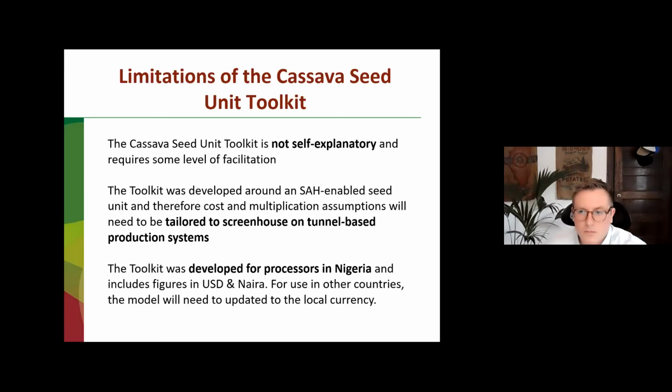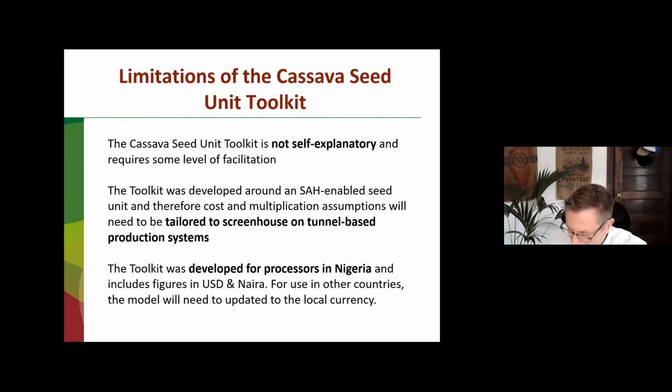Also, the toolkit requires some sort of tailoring to suit other screen house systems, for example, the tunnel-based production systems. And this is because the toolkit was originally designed around an SH-enabled seed unit. So, for example, if we're going to adopt the seed unit for other screen house production systems, it means that we're going to have to update the cost and multiplication assumptions to mirror those of other systems.